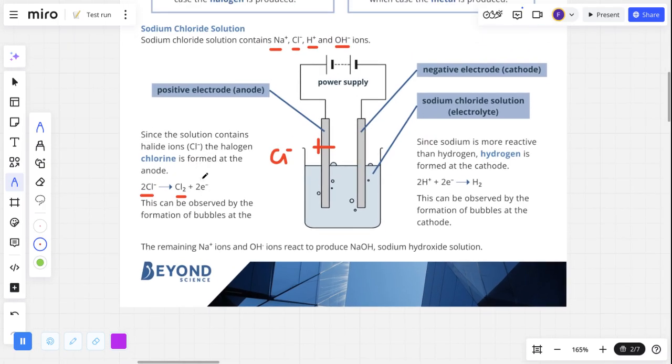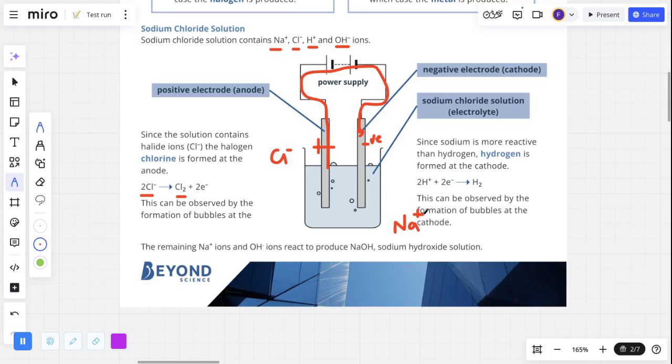The 2 electrons are given off. Is that right? They travel all the way round. They come to this side. And you've got a negative cathode. So this is negative. What charged particle is going to be attracted to it? Na plus. You'd think so, wouldn't you? And you're absolutely right. You've got this positive ion that's going to be attracted to it.